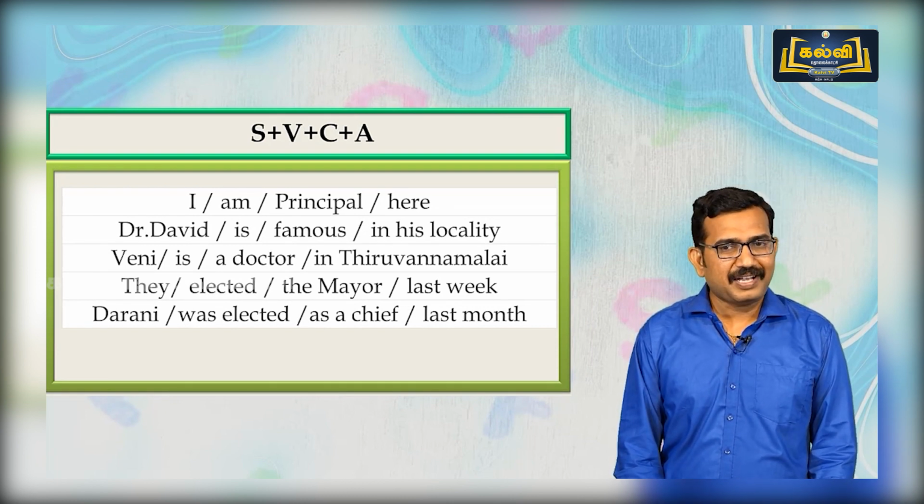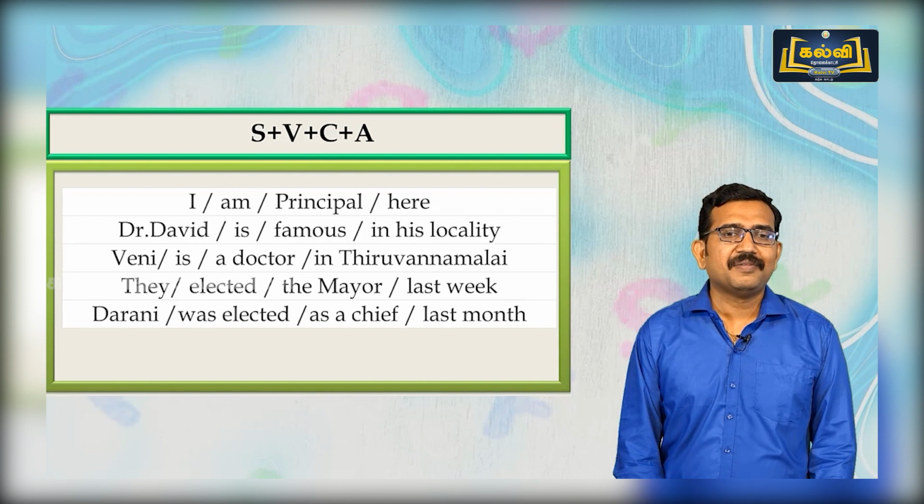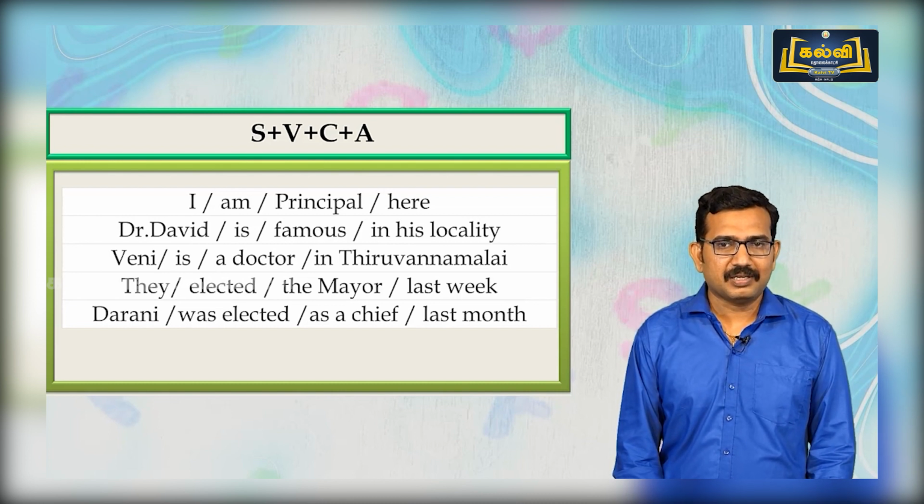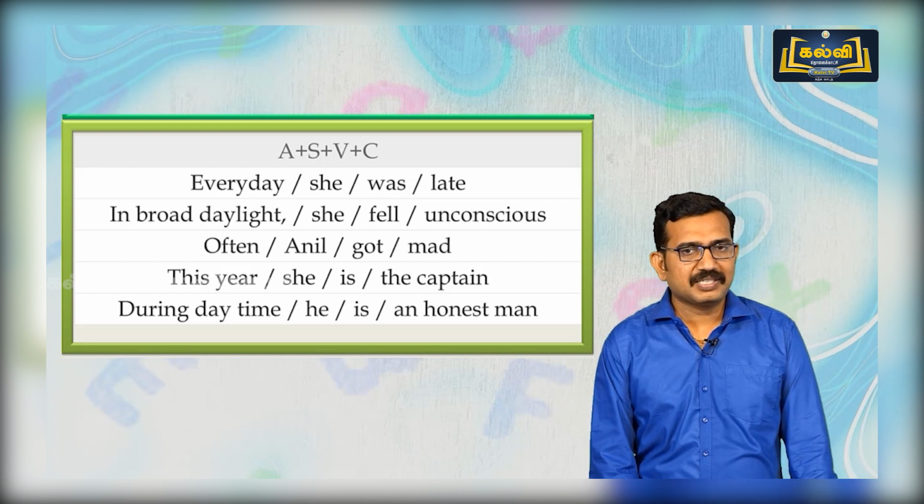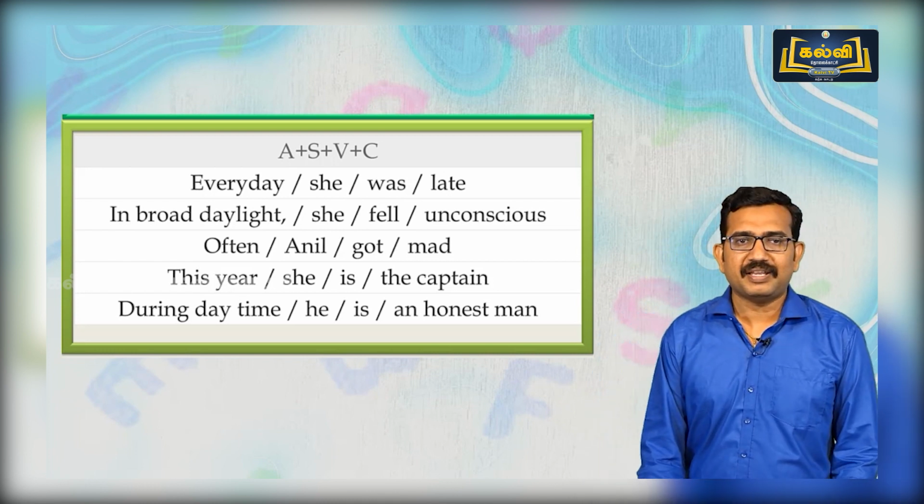Dr. David is famous in his locality. Veni is a doctor in Tiruvannamalai. They elected the mayor last week. Dharani was elected as a chief last month. Some examples for ASVC pattern.